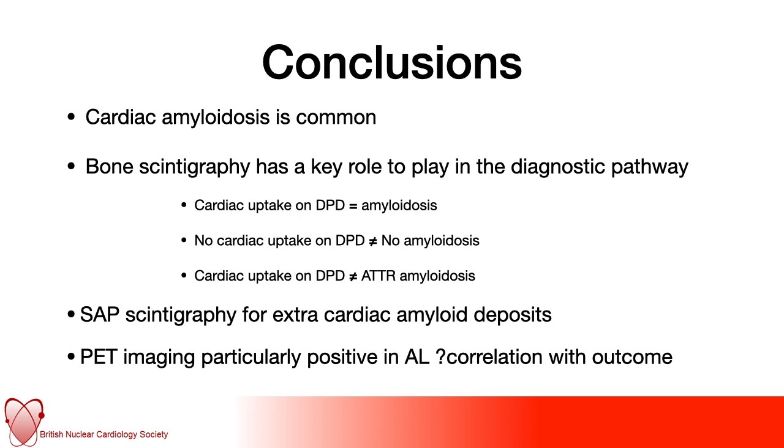SAP scintigraphy is excellent for extracardiac amyloid deposition, and indeed can be useful in monitoring response to therapies. However, just to remind you, there is no cardiac uptake seen with SAP scintigraphy. The molecule is simply too big to cross into the myocardium, and unfortunately patterns of organ involvement can be suggestive of the type of amyloid, but really not diagnostic, as there is a lot of overlap.